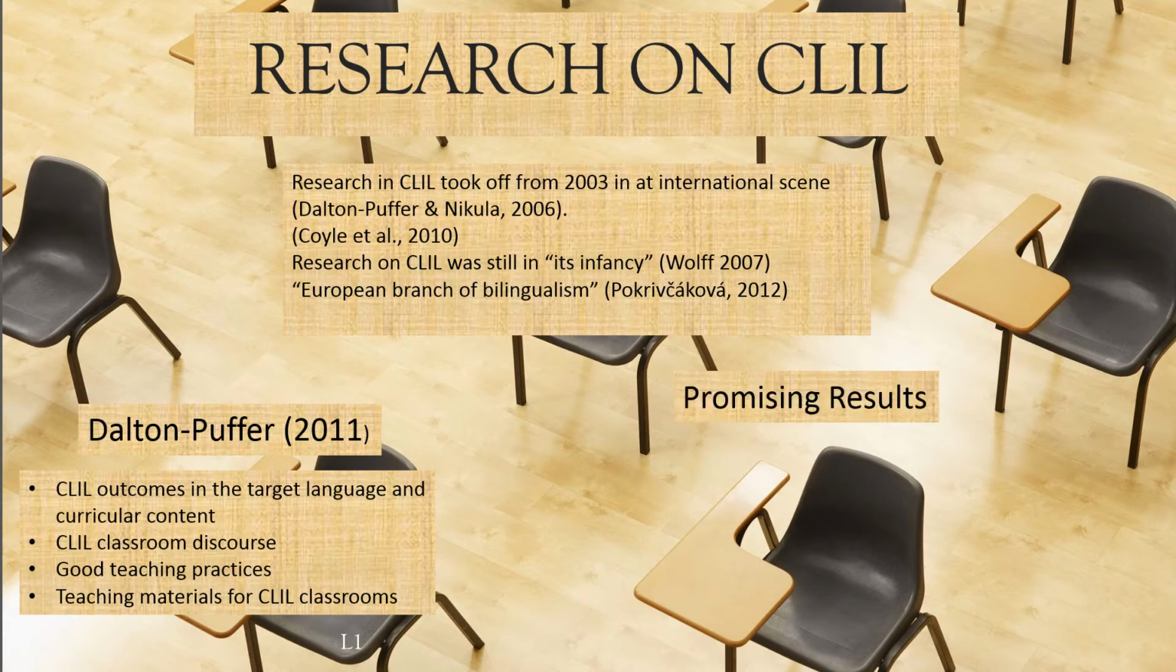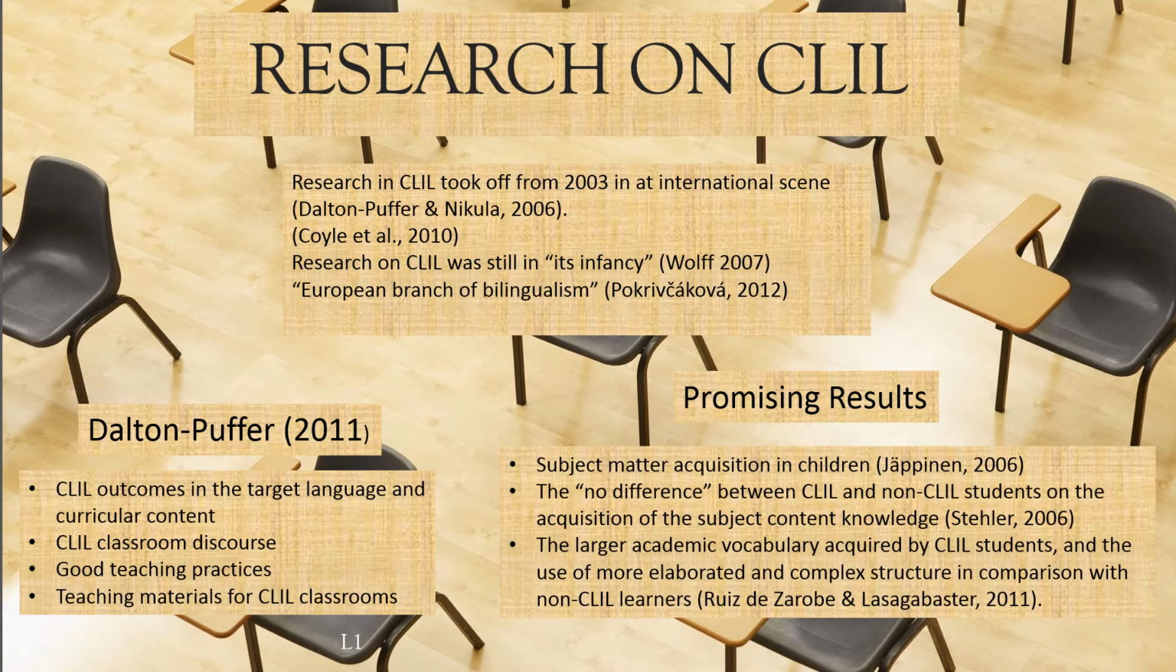Research on CLIL has shown promising results in different areas: positive repercussion on subject matter acquisition in children, no difference between CLIL and non-CLIL students on the acquisition of subject content knowledge, the larger academic vocabulary acquired by CLIL students, and the use of more elaborate and complex structures in comparison with non-CLIL learners. All these results show that CLIL is probably the final and ideal approach to teach a foreign language. Yet, there are still gaps to be filled and flaws to overcome in order to confirm the supremacy or not of CLIL.